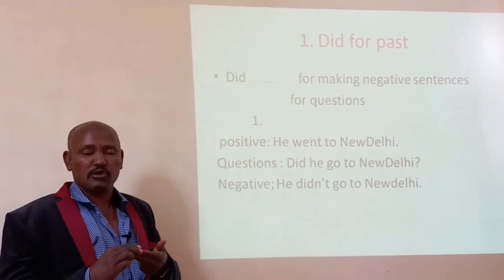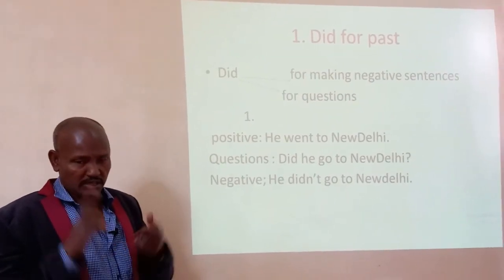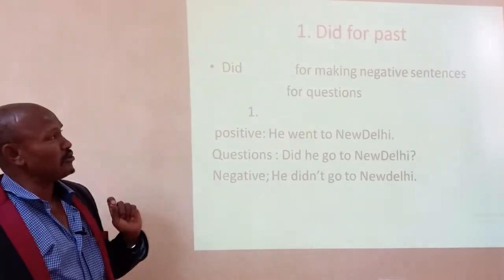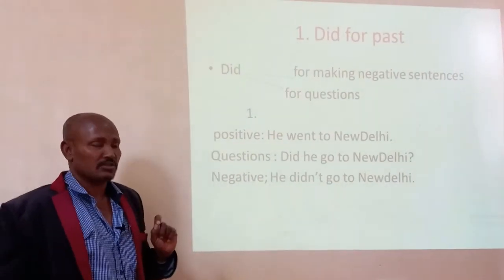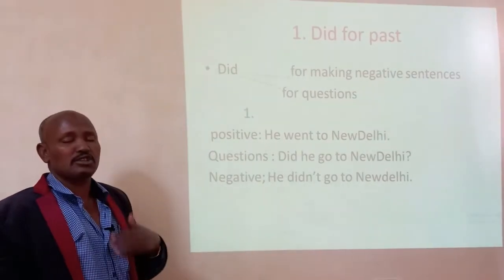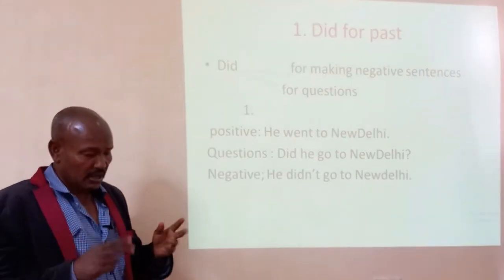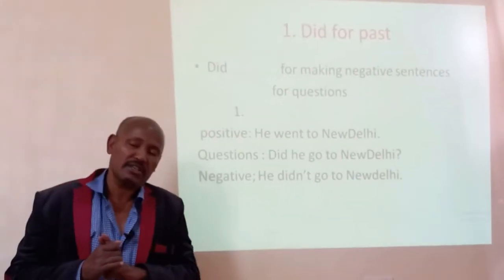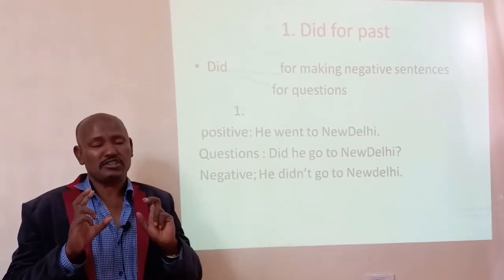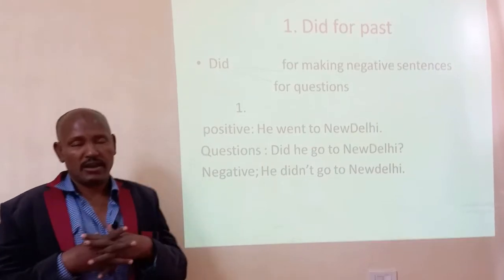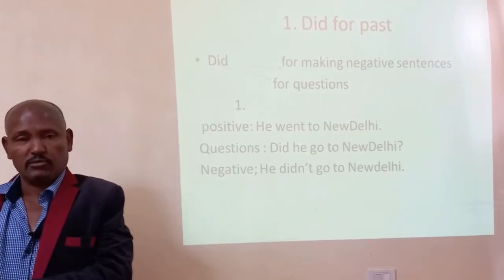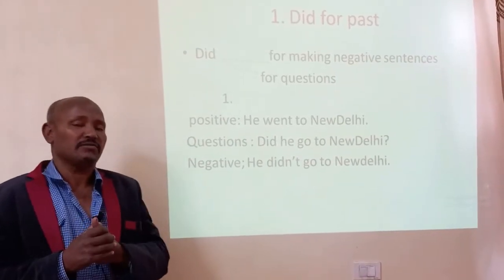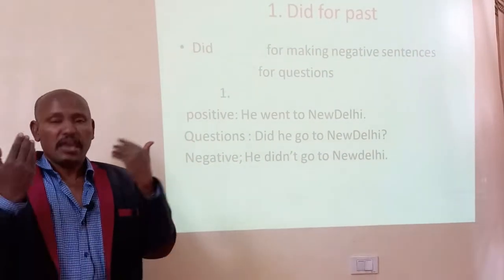These we call the forms of verbs. So now we are on the second form, the past form of do and does. So when do we use did? Did has two functions in simple past: one is for making negative sentences and the other is for making questions.